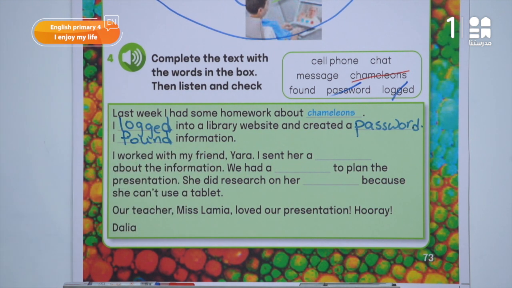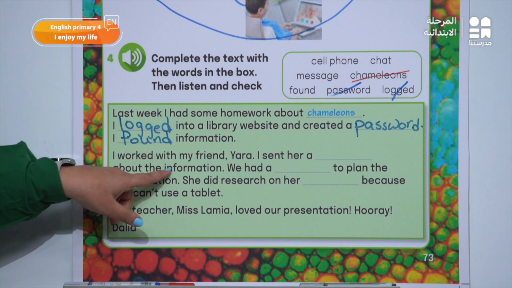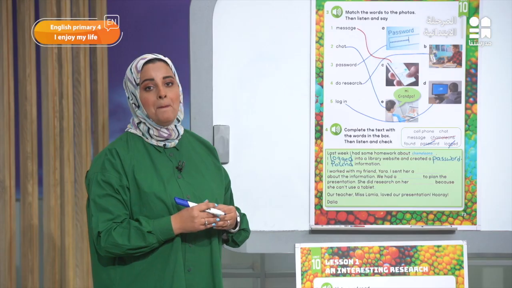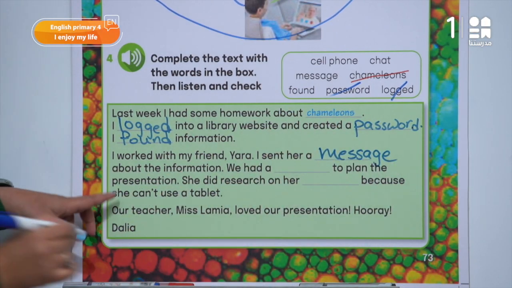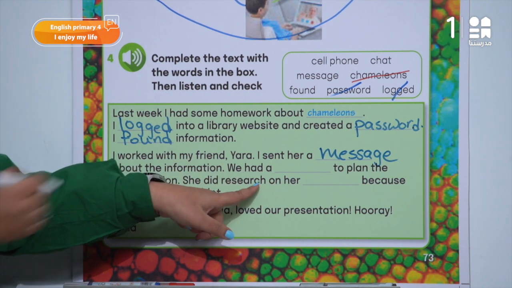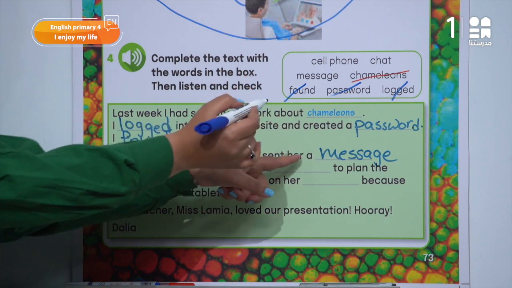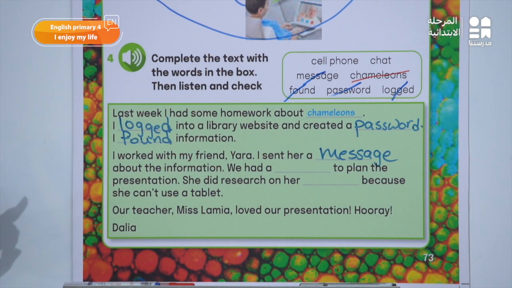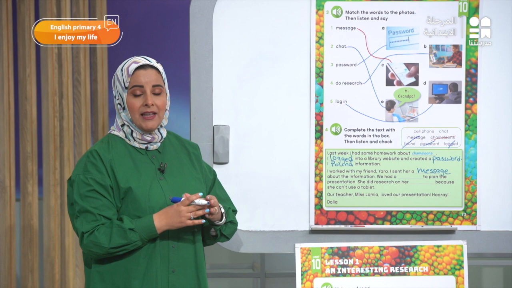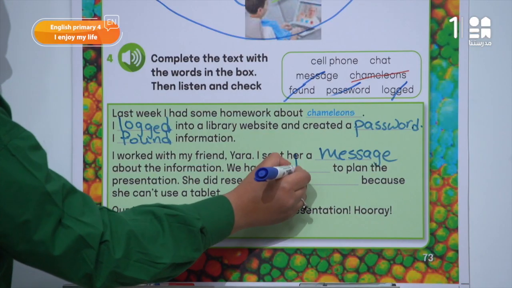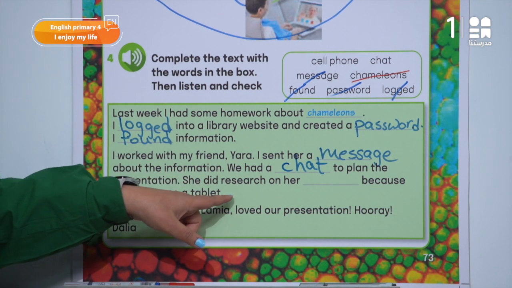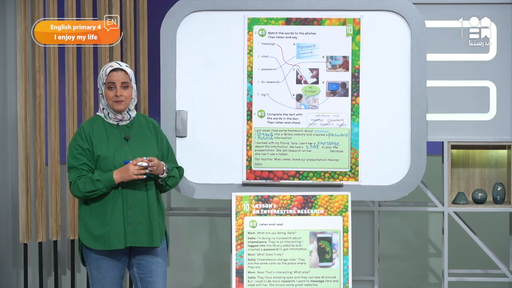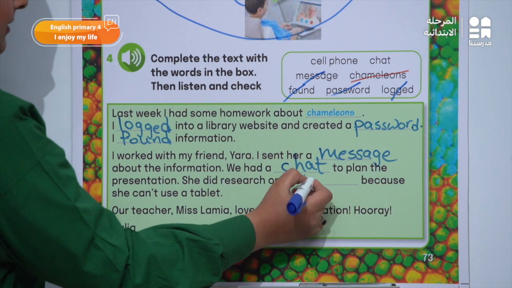I worked with my friend Yara. I sent her a about the information. I sent her a message. Very good. Message about the information. We had a, so we are going to cross found and we are going to cross message. We have two words left, chat and cell phone. We had a to plan the presentation. We had a chat. Very good. Chat. To plan the presentation. She did research on her because she can't use a tablet. Cell phone.